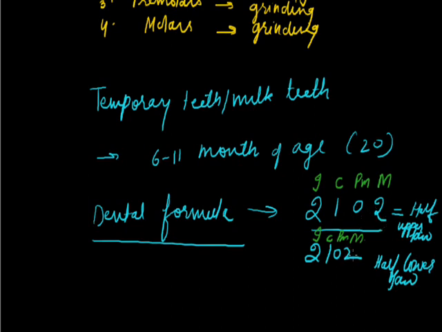5 plus on the lower side it is also 5. Now this is just a half portion. If I double it, then the total teeth becomes 20. And that is the total number of teeth present in a child.